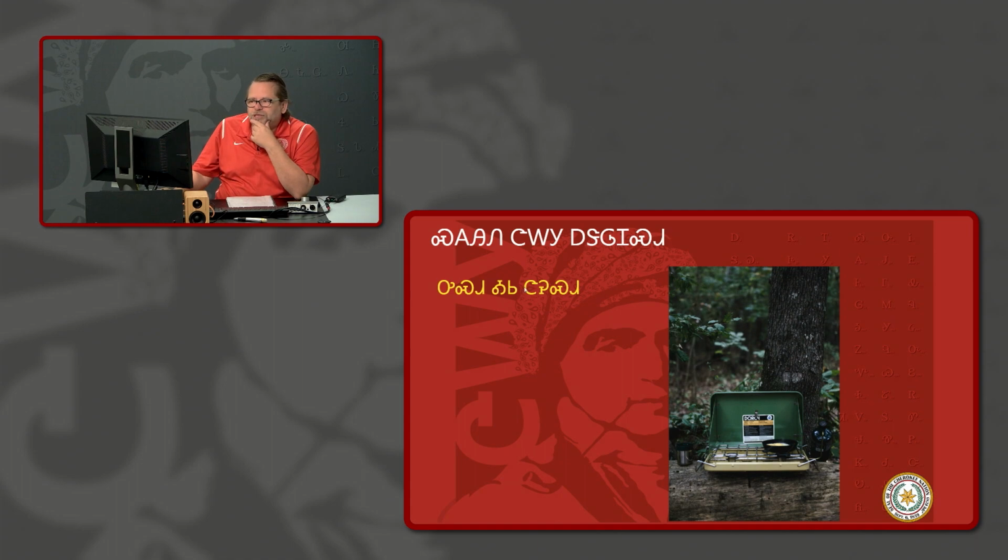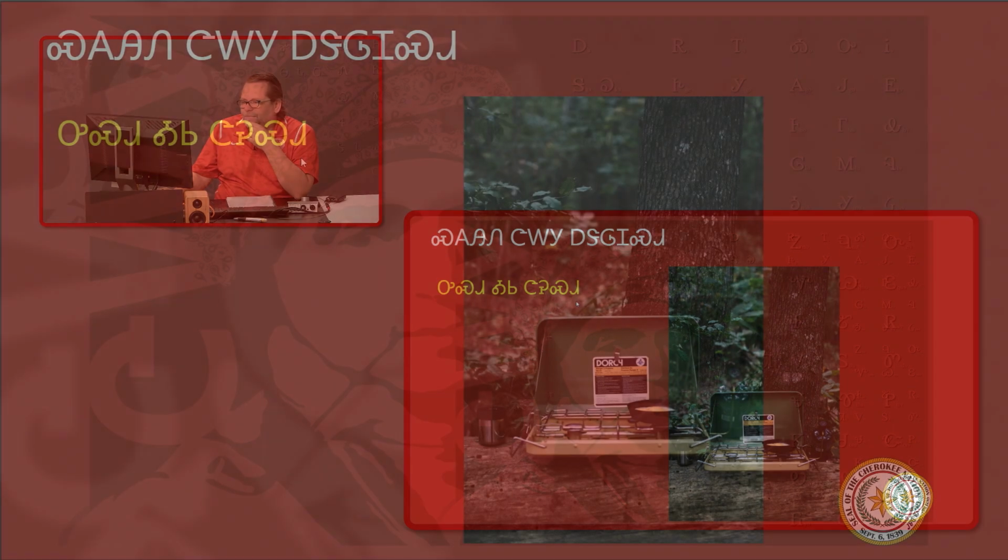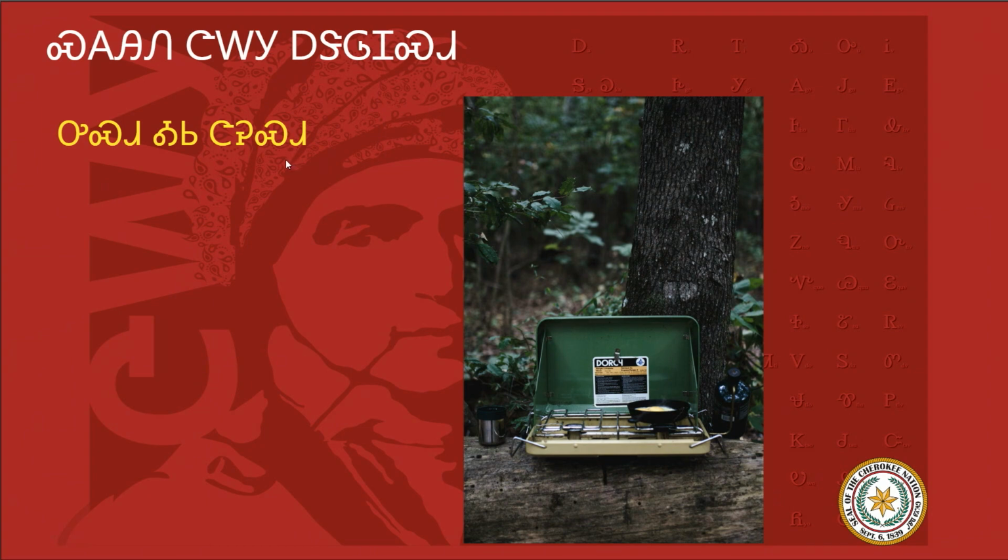Usti osi jahest. Okay. Usti, small. Osi, stove, jahest, you should have. So you should have a small stove. Usti osi jahest. You should have a small stove.